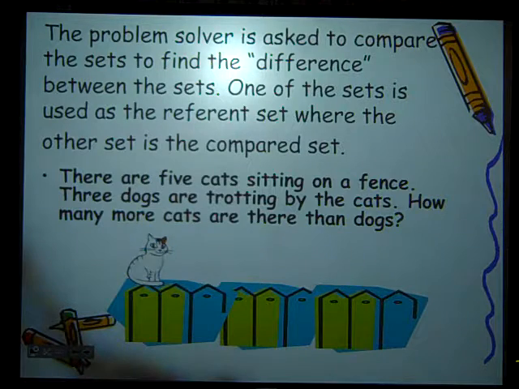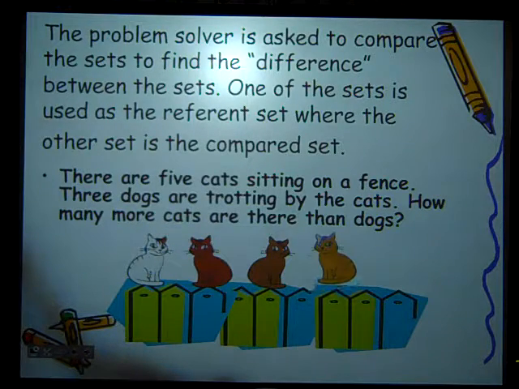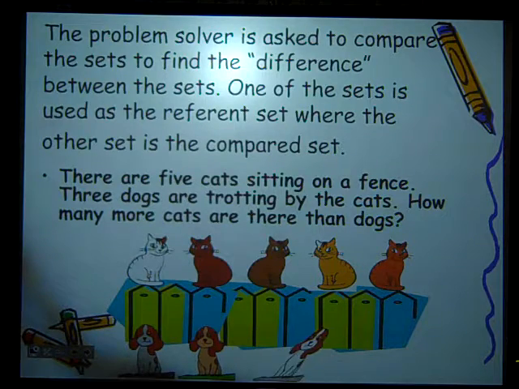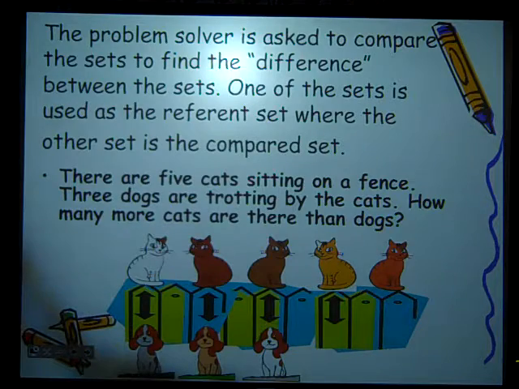Well, let's look at that. 1, 2, 3, 4, 5 stinky cats. And 1, 2, 3 pretty dogs. Are there more cats than dogs? It's obvious, right? So I can see a difference in the number of cats and the number of dogs, correct? So what is the difference in the number of cats and dogs? There are 2 more cats. Very good. Alright, 2 more cats.